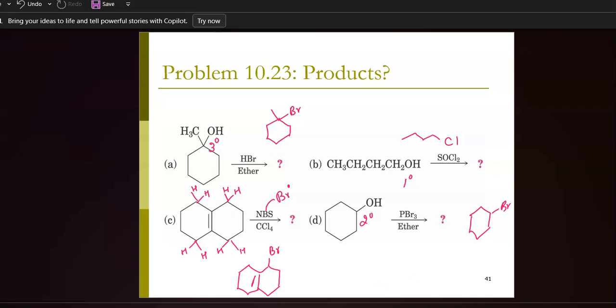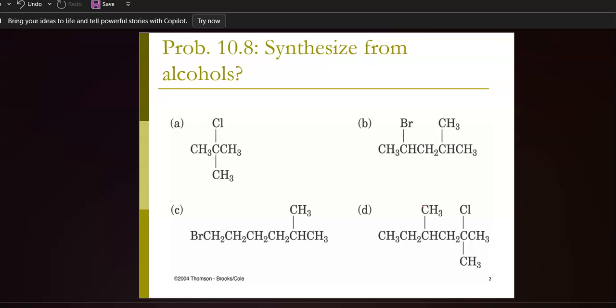In the next question, we are asked how you can synthesize these given products from alcohols. First look at it and see, okay, this is a tertiary alkyl halide, so we need a tertiary alcohol to produce this. So the tertiary alcohol would be a carbon atom, which is this one, right?